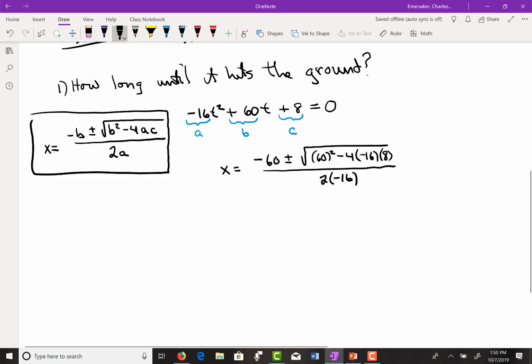Okay, so this is going to give us then a negative 60 plus or minus something or other over a negative 32. This is going to be a square root. This is going to be 3600, then we're going to have plus, right? Got a couple minuses there. And you have this 4 times 16 times 8, plus 512. So far, so good?